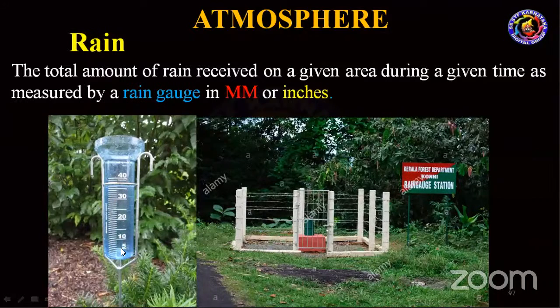Here the numbers are mentioned, and based on the quantity of water stored in this instrument, they will measure. If the water is stored up to 20, they will consider it 20 millimeters. If it is filled up to 10, it is 10 millimeters.